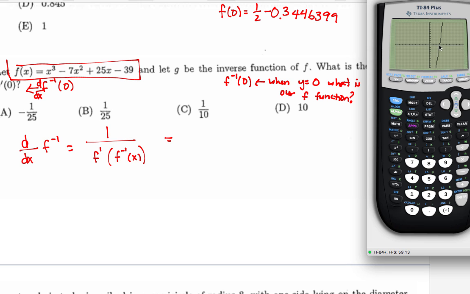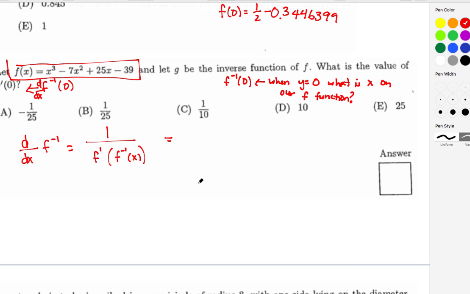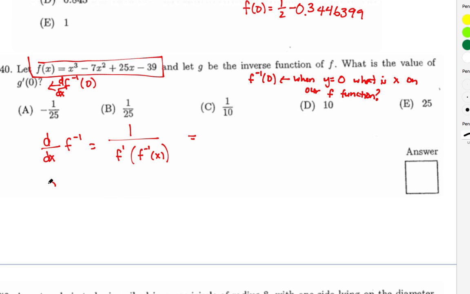So we just have 1 zero right there. I'm going to do second calc, zero, left bound, right bound, and find that value. So it is exactly 3. That's really nice. So I'm going to just write out what I'm doing right here because I'm doing it at 0. 1 over f prime of f inverse of 0. f inverse of 0 we just found is 3.